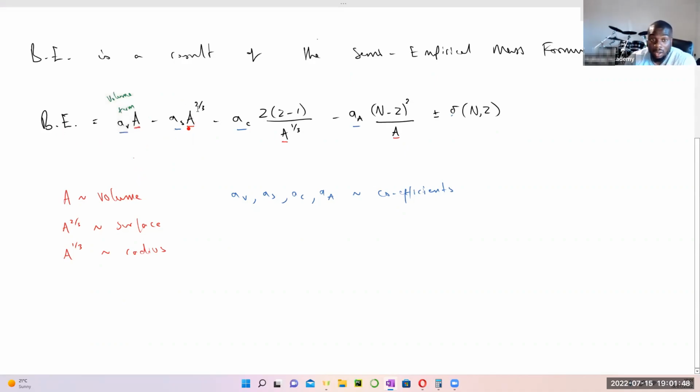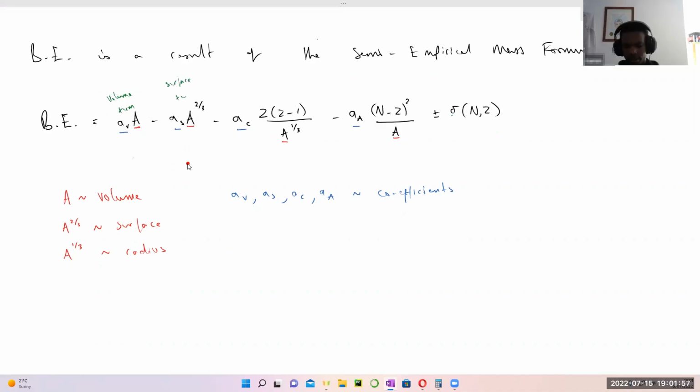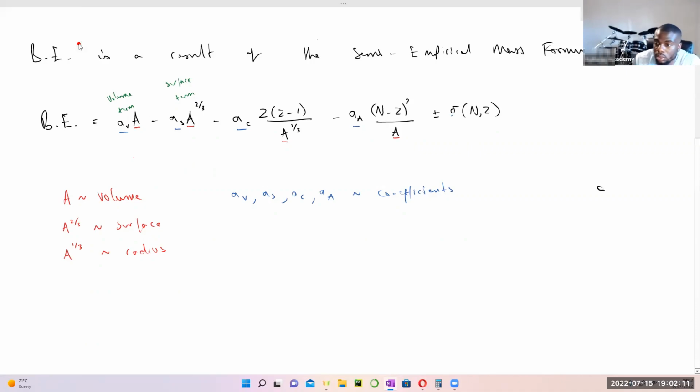okay? Now, this is called the surface term. And notice how it's a negative, it's reducing the binding energy. Why do you think that is? Why? So if there's more surface, is it? Here's a pictorial example. So black is neutrons, red is protons.